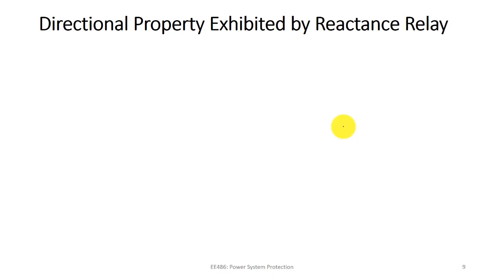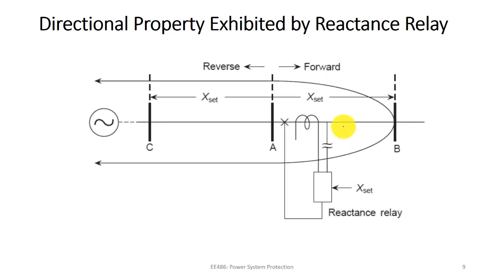So now we can see the directional property exhibited by the reactance relay. In fact, the reactance relay doesn't provide the directional property. We can see here the region of protection covers all, right? So in the forward direction it operates up to the limit, up to the set value, and in the reverse direction it operates, in fact, over the whole region, right? There is no limit in the reverse direction.